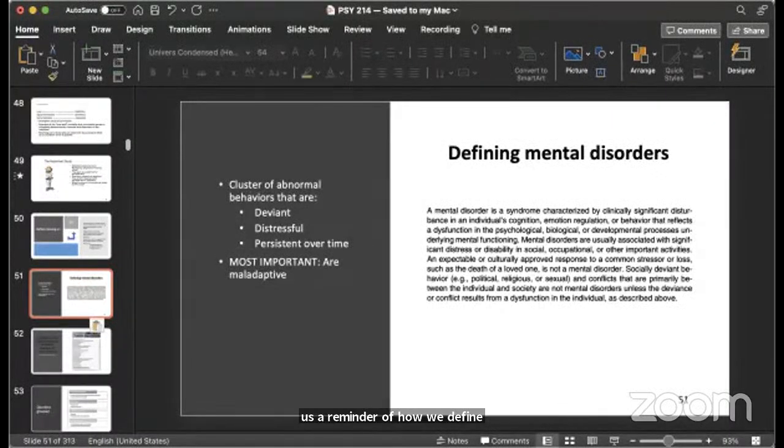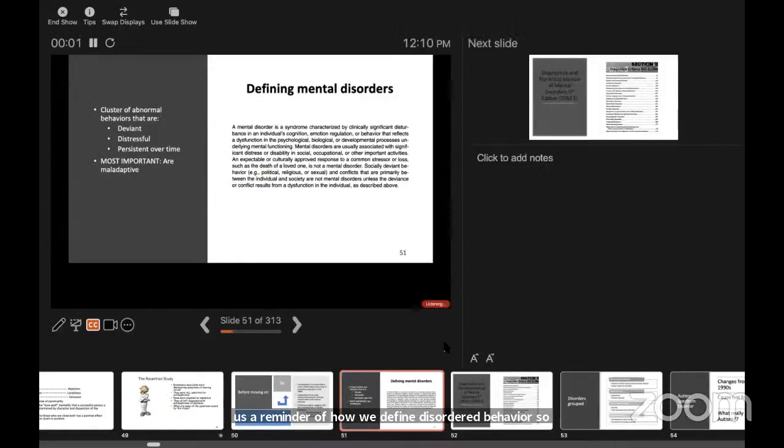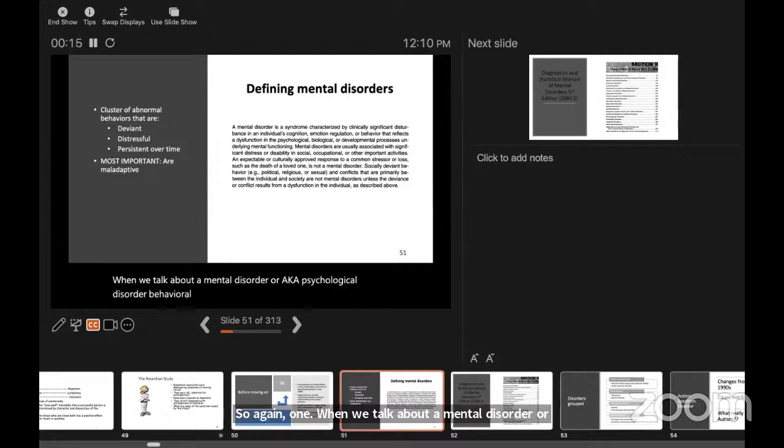And the first thing I'm going to do is I just want to give us a reminder of how we define disordered behavior. So let's talk about that. So again, when we talk about a mental disorder, or AKA psychological disorder, behavioral disorder, whichever terminology that you use, we need to remember that it's a cluster of abnormal behaviors. So it's not just being sad, as an example, but it's being sad in association with sleep issues, in association with maybe even eating issues and all. And so it's a cluster of behaviors, okay?